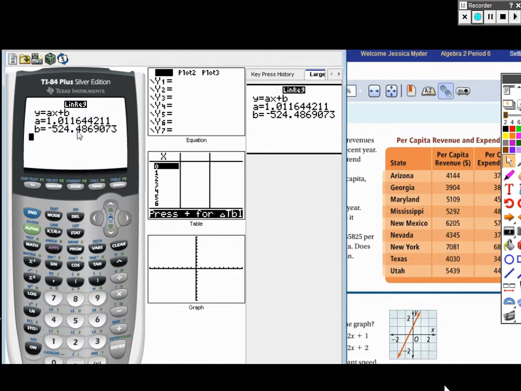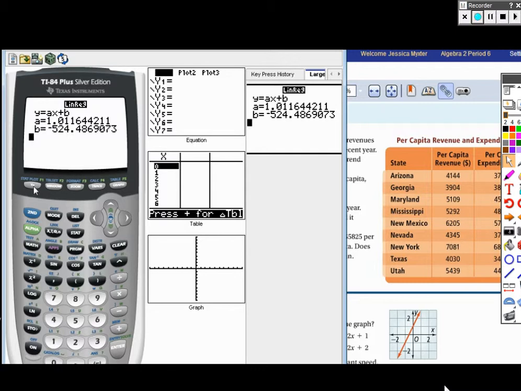Now my R value is off, so I can't tell if this is a strong relationship or not, but I do have my line, which is y equals about 1.01x minus 524.49 would be your y-intercept or so. That slope of 1.01, remember your slope label is y over x. So since the y is the expenditures and the x is the revenue, this is saying for every additional $1 of revenue, I'm paying about $1.01 in expenses.